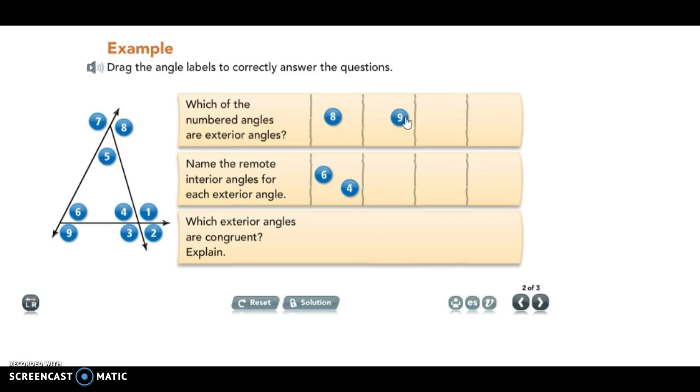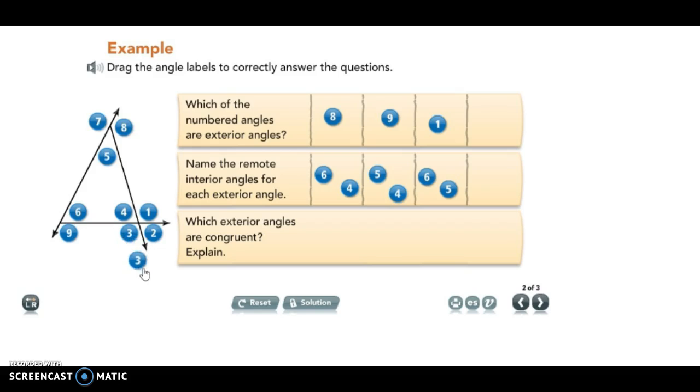Angle 9 is also an exterior angle. Angle 9 is formed when our triangle sides have gone down, and angle 9 is adjacent to number 6. So the two that are furthest away from that are the remote interior angles, so that's angle 5 and angle 4. On the other side of the triangle, we have angle 1, and that is an exterior angle. Angle 1 is adjacent to angle 4, and the remote interior angles are 6 and 5.